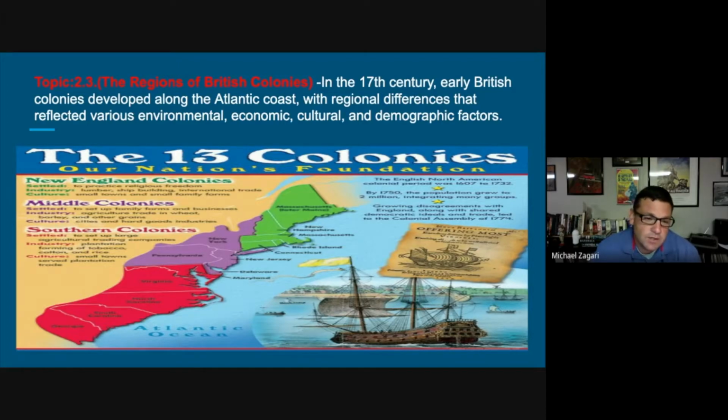But what we're going to see is that the economies of these regions are going to be thriving between agriculture in the southern colonies, with plantation farming and cash crops. In the early days, it's going to be indigo, rice, and tobacco. Tobacco is going to be more in the Virginia region, that Chesapeake region, and indigo and rice is going to be more in the Carolinas.